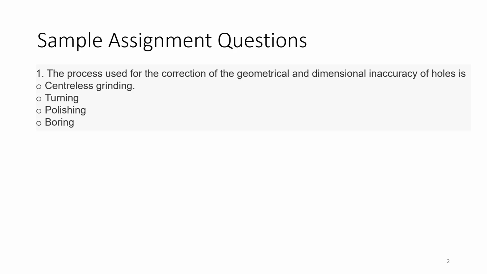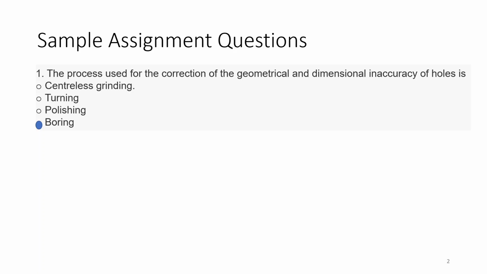So, firstly, we'll go through some sample assignment questions which will help you in solving your weekly assignments. And then we'll go through some lecture notes. So the first question is related to material removal processes. The process used for correction of the geometrical and dimensional inaccuracy of holes is known as, your options are centerless grinding, turning, polishing or boring. So which one answer will be boring?